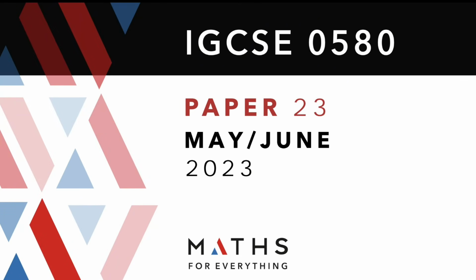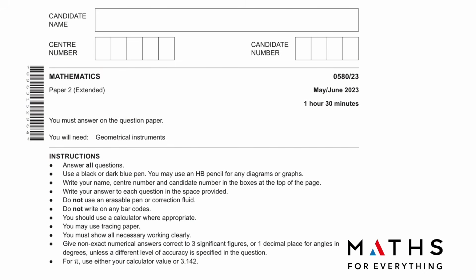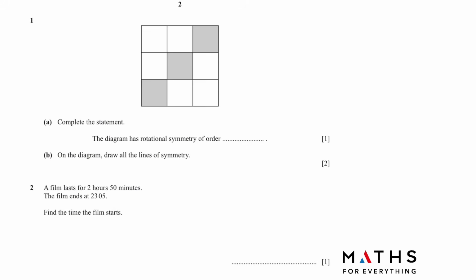Today we are going to solve IGCSE 0580, paper 2-3, May-June 2023. This paper is for 70 marks. Let's start. Question number 1.